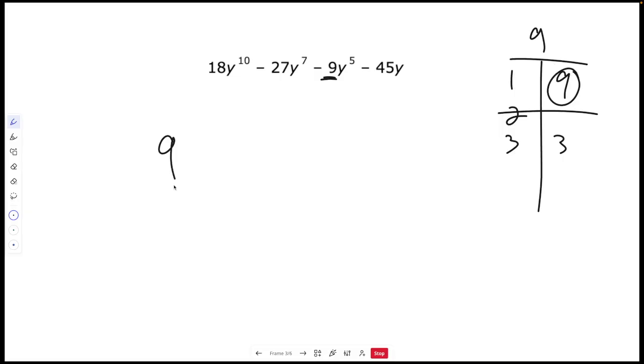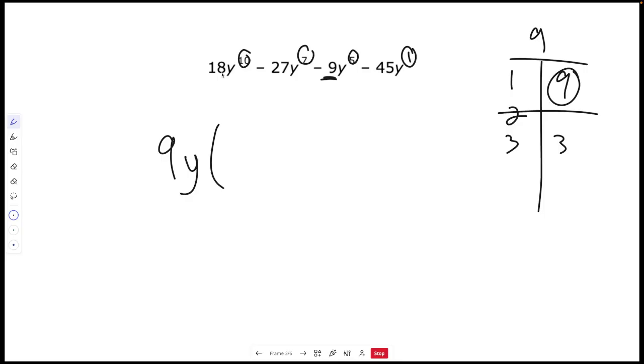And now for the variables, you want to look at the lowest exponent, the lowest. So you've got 10, 7, 5, and the lowest exponent is 1. So the lowest exponent is the most that can be taken out of all of them, right? So I'm going to take 1y from all of them. And so now we start a parentheses.